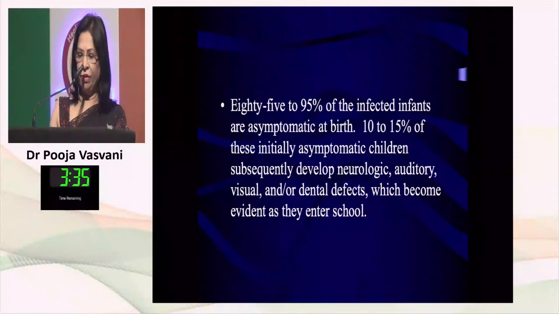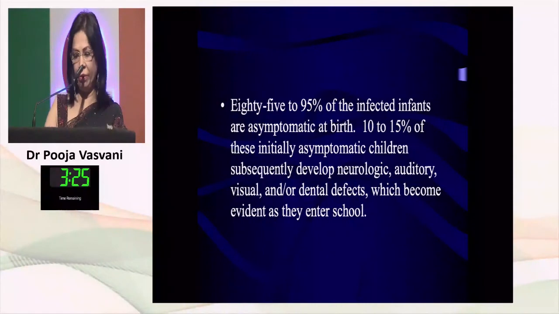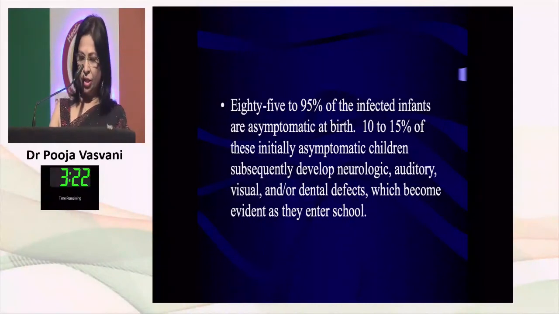So 85 to 90% of the infected infants are asymptomatic at birth, and 10 to 15% of these initially asymptomatic children subsequently develop neurological, auditory, visual, and other symptoms which become evident as they enter school.